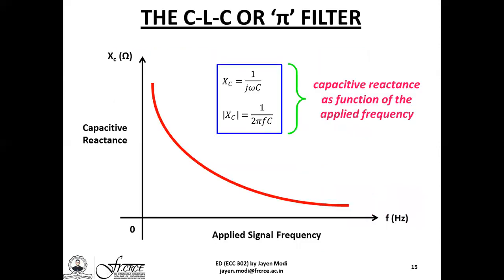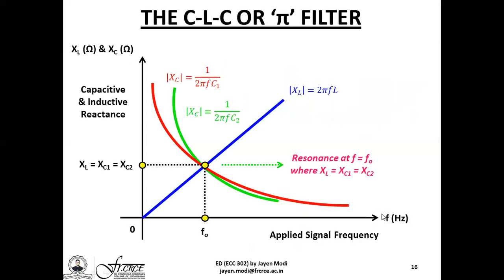The graph of the capacitive reactance versus the frequency F is a typical hyperbolic curve, because the capacitive reactance modulus XC is given by 1 upon 2 pi FC. As F tends towards 0, XC tends towards infinity, while as F tends towards infinity, XC tends towards 0.